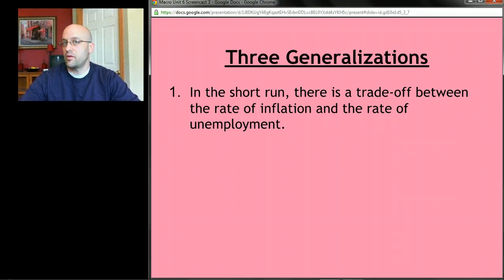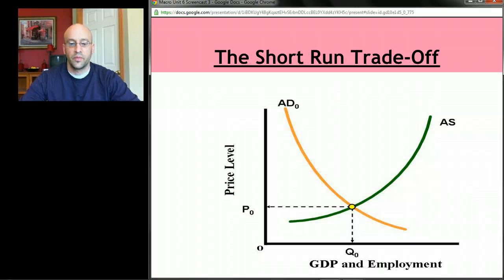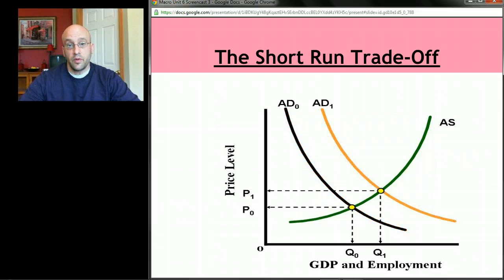We can see that pretty clearly by looking at a short-run aggregate demand, aggregate supply graph. Here's aggregate demand, aggregate supply. Again, we're just looking at that upward sloping portion of the aggregate supply curve. And let's say that aggregate demand increases from AD0 to AD1. Notice a couple of things. Employment goes up, which means that unemployment goes down, but price levels go up. So we get one good thing happening and one bad thing happening. The good thing is that unemployment's dropping, the bad thing, prices going up.